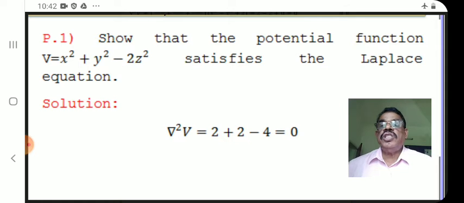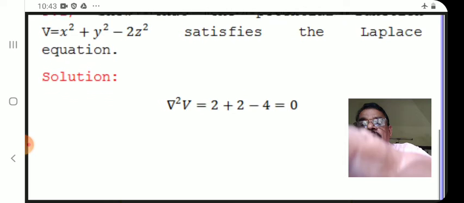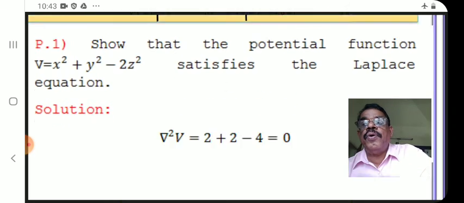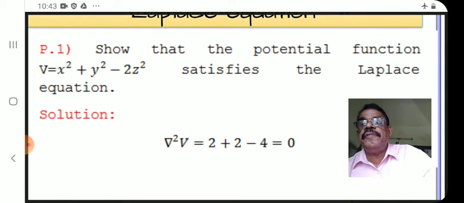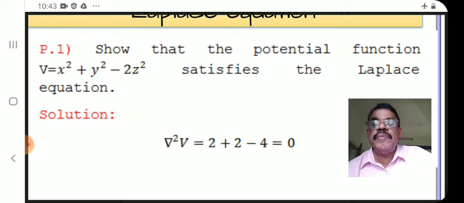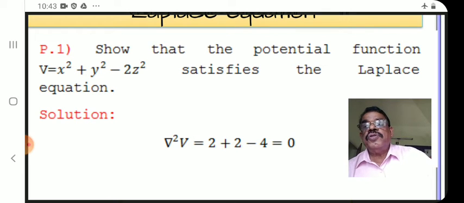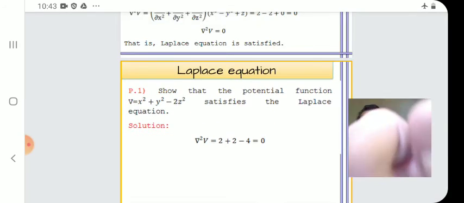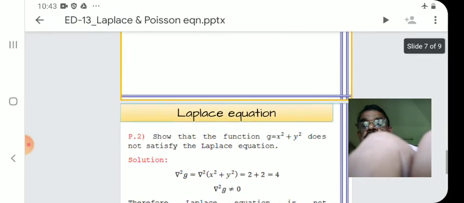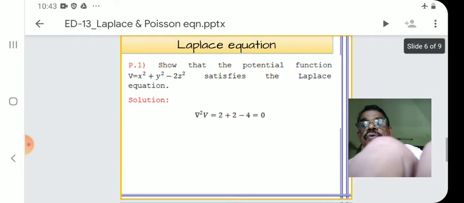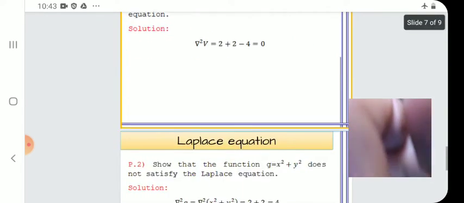We see a similar problem. Show that the potential function V is x square plus y square minus 2z square satisfies the Laplace equation. Solution: del square V is 2 plus 2 minus 4. When we differentiate 2z square, we get minus 4. So 2 plus 2 is 4, 4 minus 4, 0. Here also, del square V is 0. The Laplace equation is satisfied.